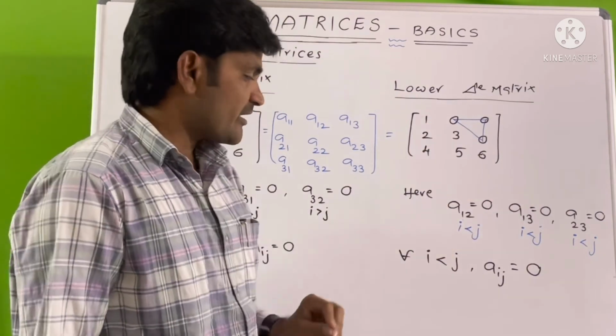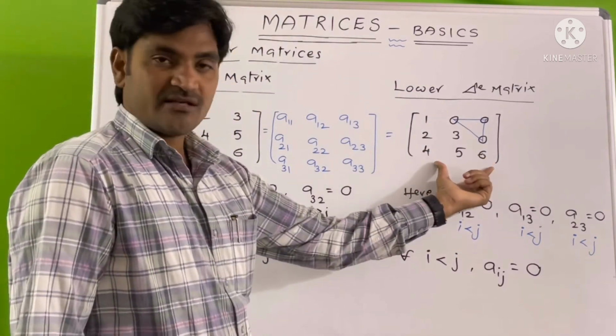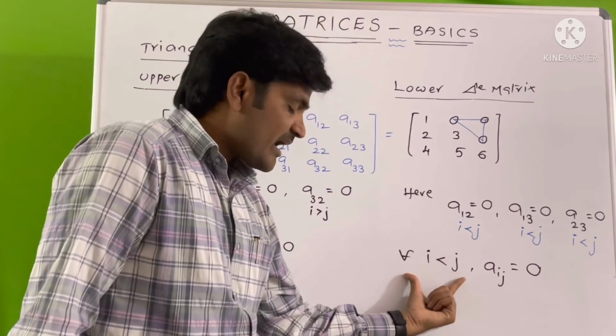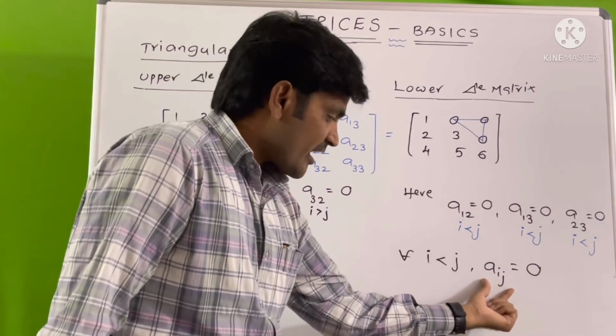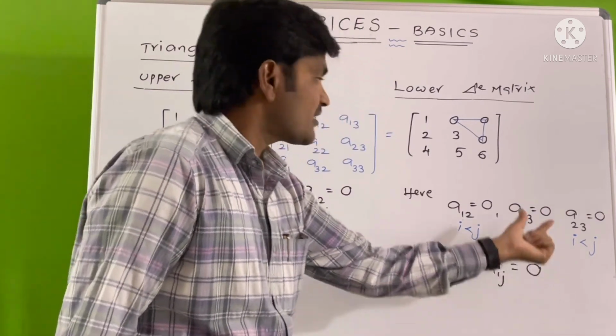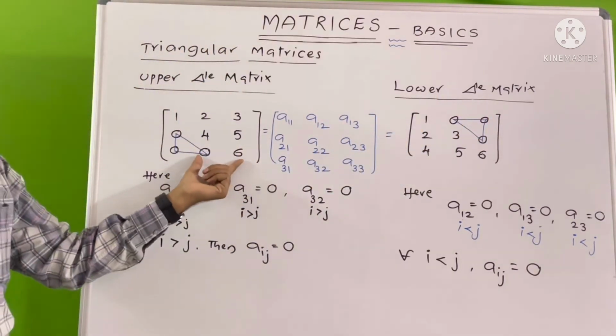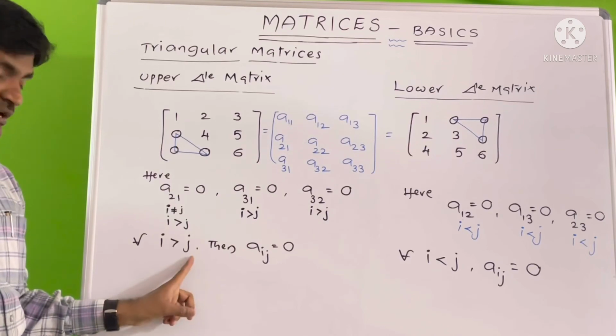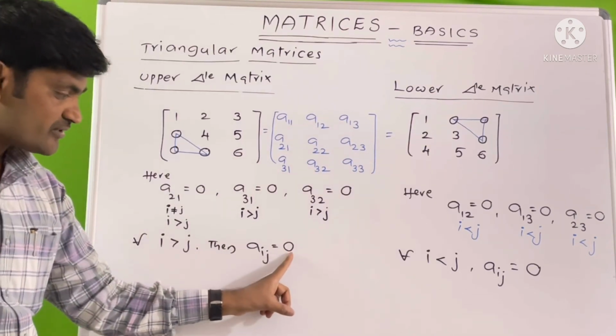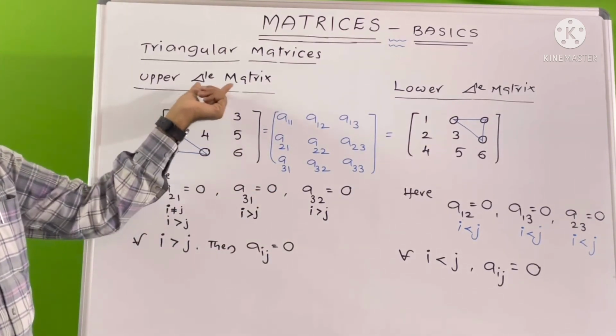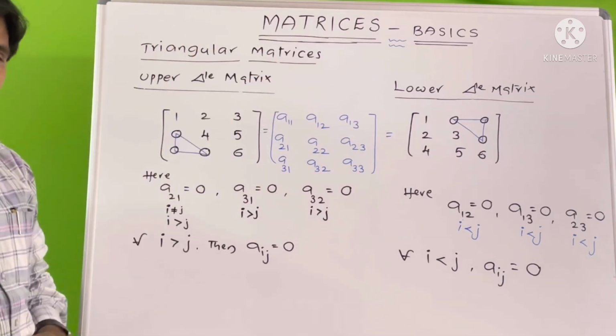Now repeating the definitions again. In a square matrix, for all i less than j, aij equal to 0 is called a lower triangular matrix. In a square matrix, for all i greater than j, aij equal to 0 is called an upper triangular matrix. Okay, thank you.